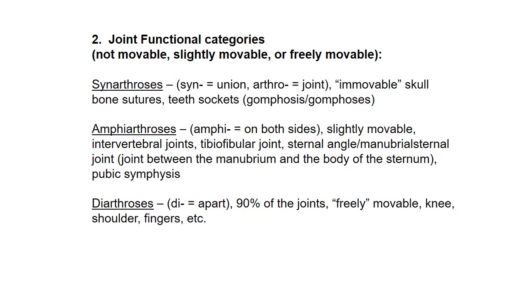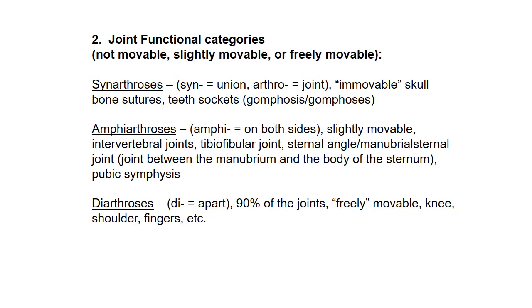Then we have functional categories of joints. So we go synarthroses, amphiarthroses, and diarthroses. Synarthroses are immovable, like the skull bone sutures, those don't move. Your teeth sockets, each one is called a gomphosis, or plural gomphoses. Amphiarthroses are slightly movable: intervertebral joints, the tibiofibular joint, the manubrial sternal joint at the sternal angle, as well as the pubic symphysis, are all slightly movable.